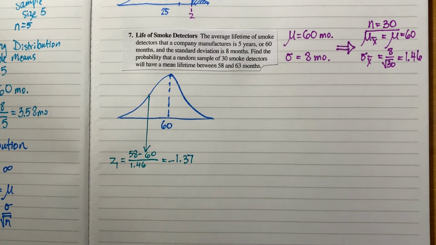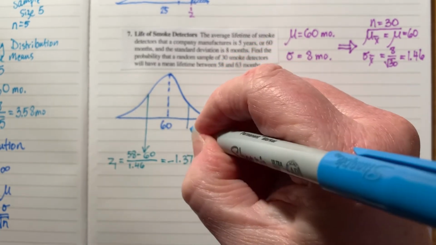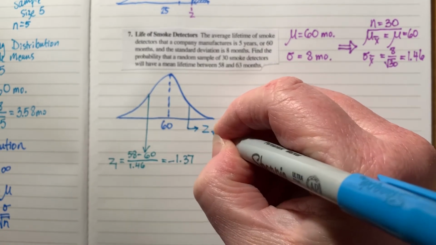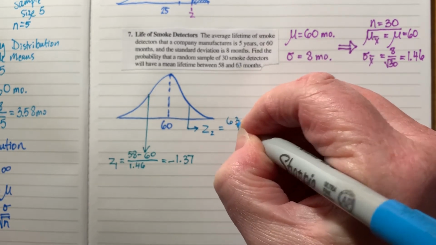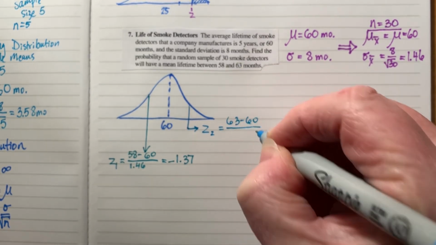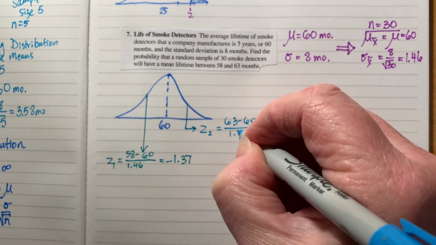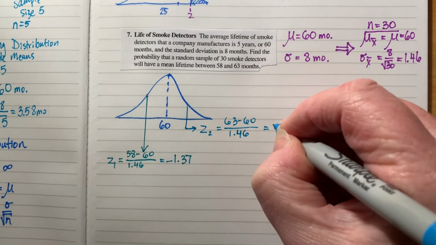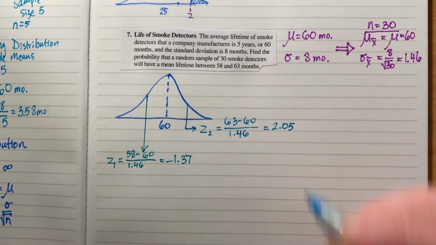My second z-score is going to be somewhere on the right side. I don't know exactly where it is on the right side, but it's going to be somewhere here. And this is my z2. And I know that it has to be 63 months. So 63 minus 60, okay, it's on the right side, divide by my sample standard deviation, or standard error we call it as well. And go ahead, calculate that. Do you end up with 2.054? I'm going to round it to 2.05.